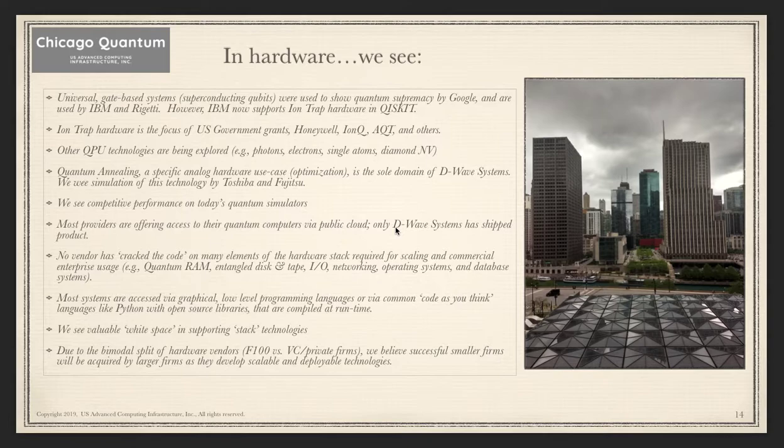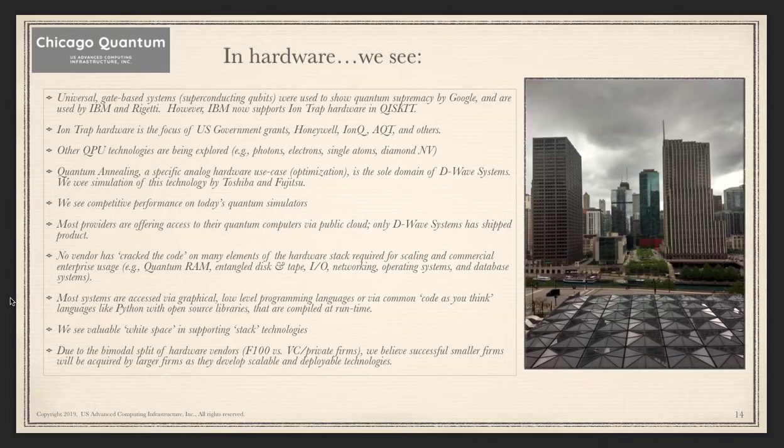We do see competitive performance on today's quantum computers. Most providers are offering access to their quantum computers via the public cloud. Only one company, D-Wave, is shipping product. Really, no vendor has cracked the code on many of the elements of the hardware stack. So when you think of quantum RAM, which is memory that has entangled data and that keeps its entanglement, doesn't exist. I mean, only in a tabletop research center. Entangled disk, entangled tape, I/O, networking, operating systems, and database systems. Right, we default back to digital or classical systems.